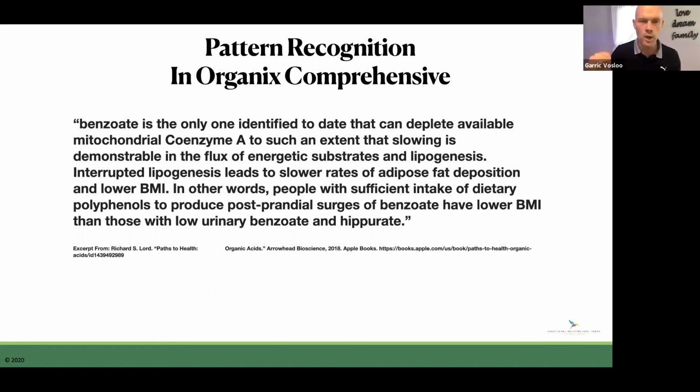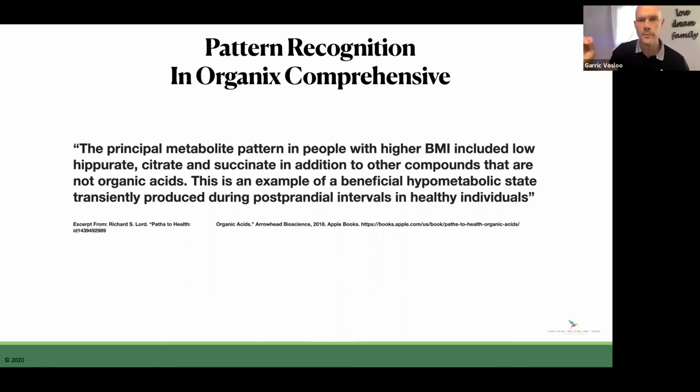So that is a lot, but I hope you understand the physiology there, because this is a great way, if you haven't seen your patient, say if you're doing virtual online and you don't know their BMI, to pick this up and then go, I'm predicting what your BMI is. So the principal metabolite pattern in people with higher BMI, so this is the opposite, includes low hippurate, citrate, succinate, in addition to other compounds.